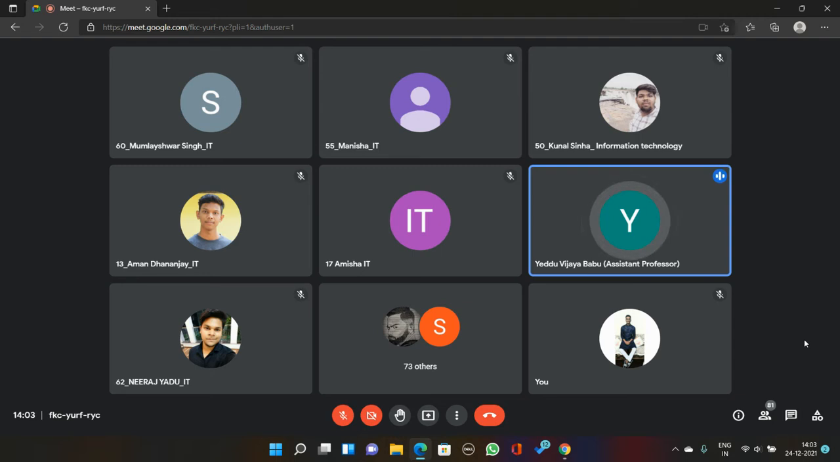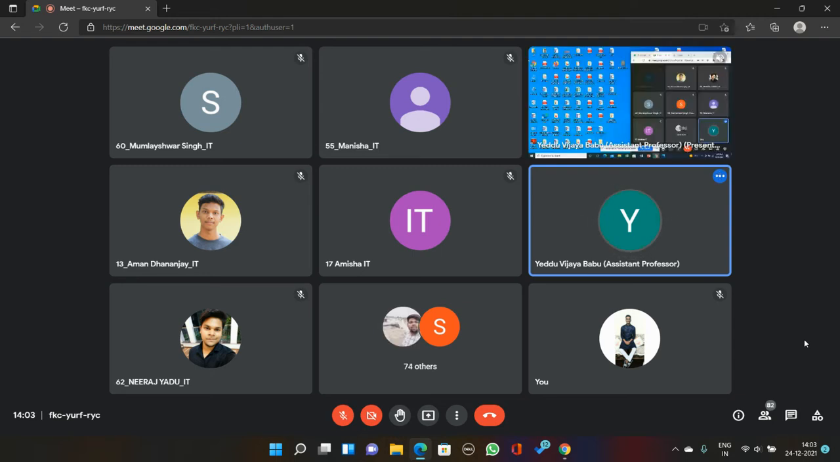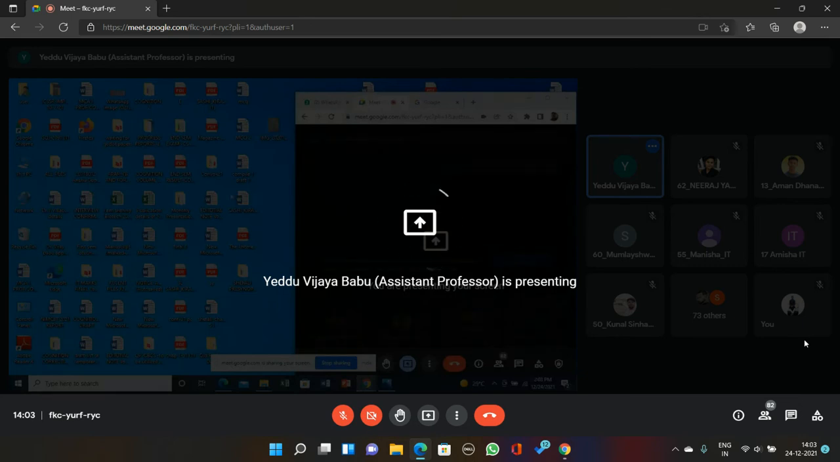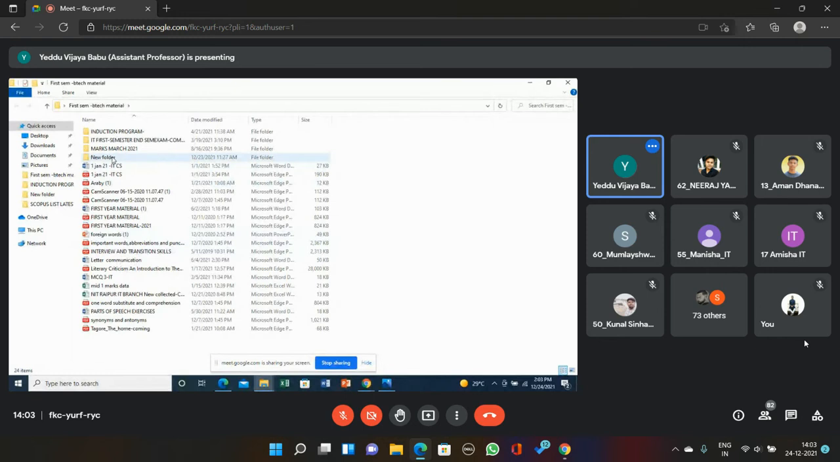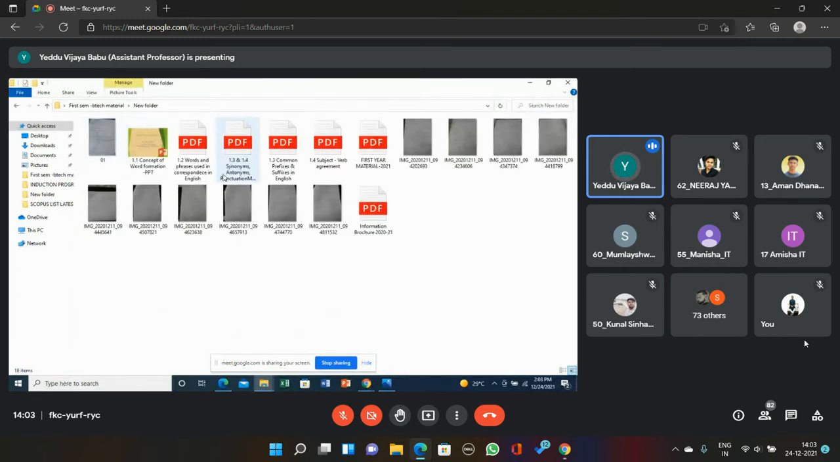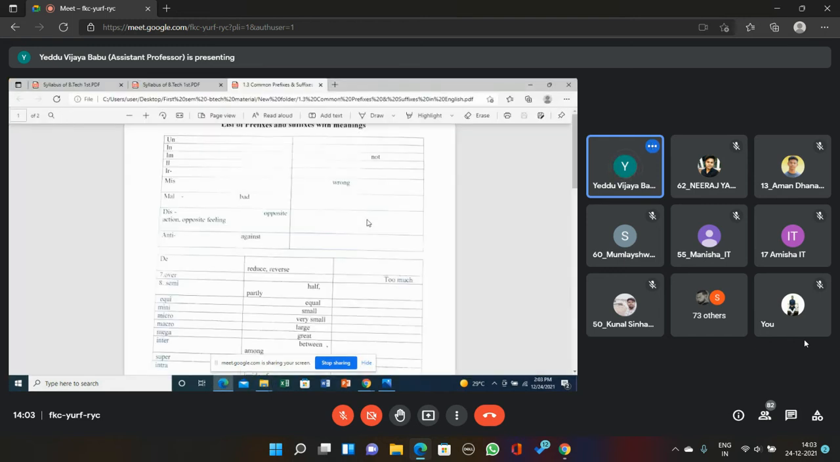By that, you can visualize the topics I have spoken about. Now, I'm going to show you the topics. First, we'll begin with suffixes and prefixes in English. I have already provided this note sheet, this handout, to you. I think this is with you already. Have you opened it? Yes, sir. Have you seen this? Yes, sir.